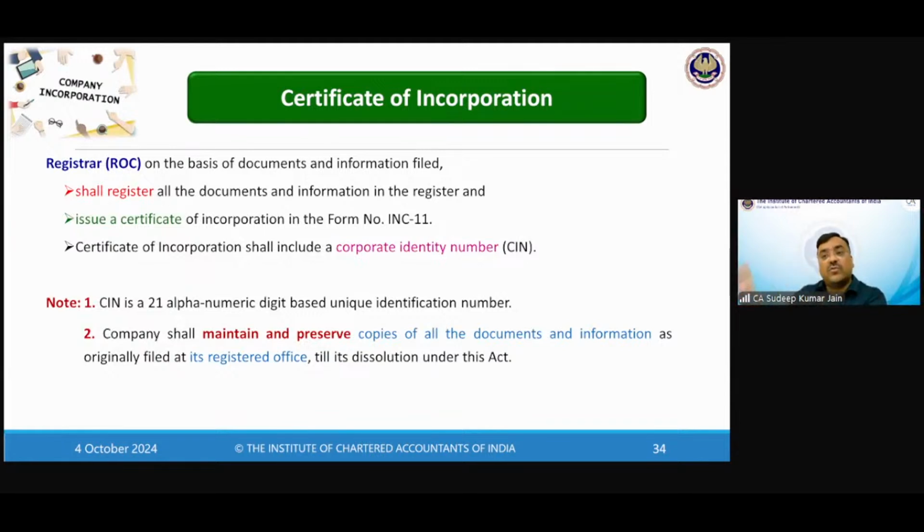यानी कि जो जो डॉक्यूमेंट सबमिट किए आपने उसकी एक कॉपी आपके रजिस्टर्ड ऑफिस में होनी चाहिए जब तक कंपनी जिंदा है, till the dissolution of the company under this Act. Please read it once again.